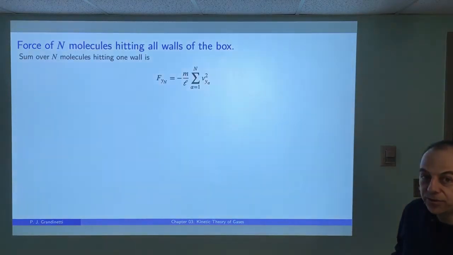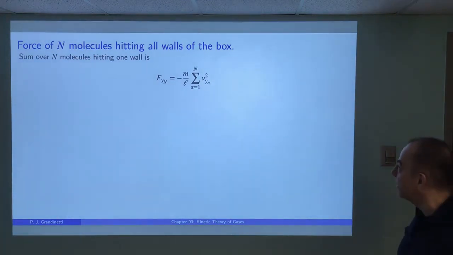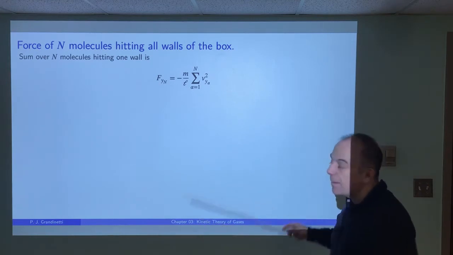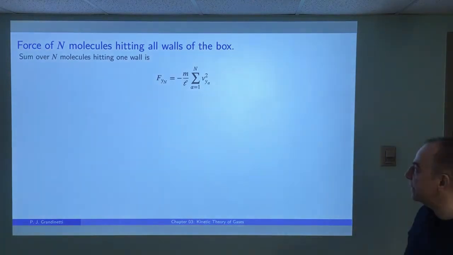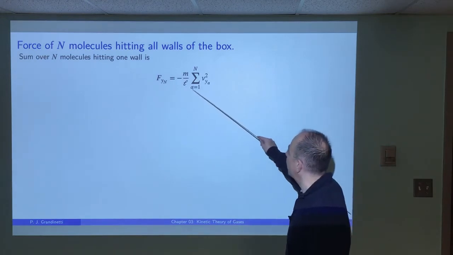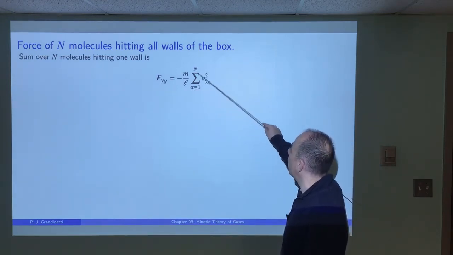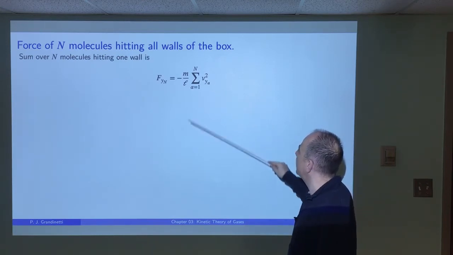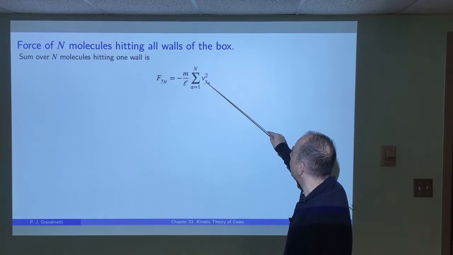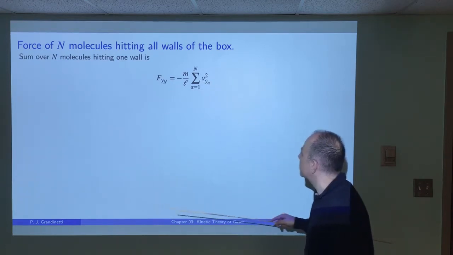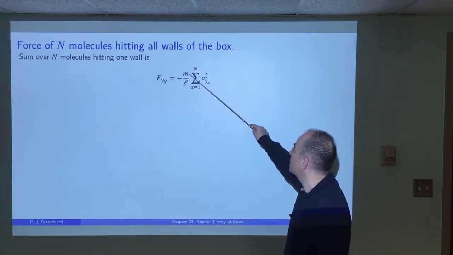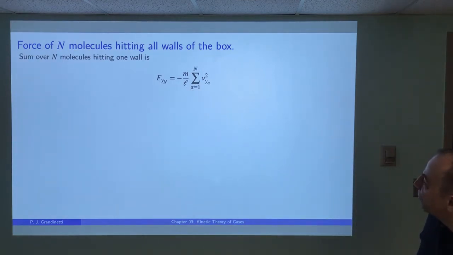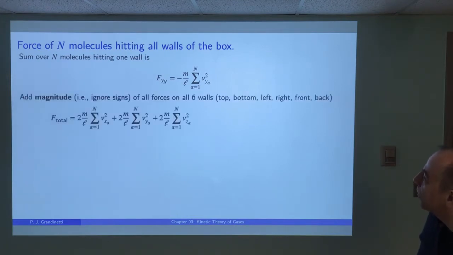Next we move on to n molecules hitting that one wall, and for that we're going to have to sum over all of those forces. And remember, each molecule is going to have a different velocity. So we're going to have a summation for alpha goes from 1 to n, where the alpha particle or molecule would have a velocity of v_y alpha. So we're going to take that sum of those v_y squared, and all the molecules have the same mass, and the box has the same length, of course. So that gives us the force of n molecules hitting that one wall.